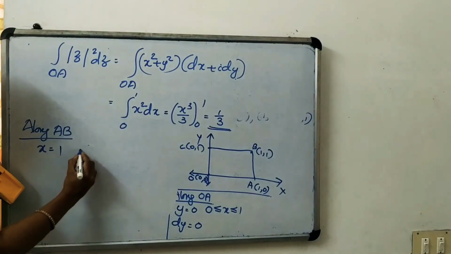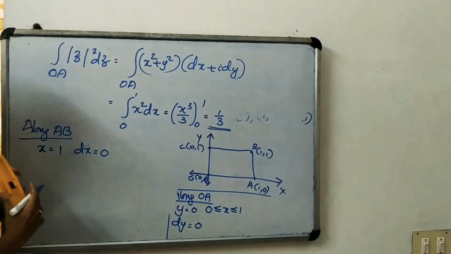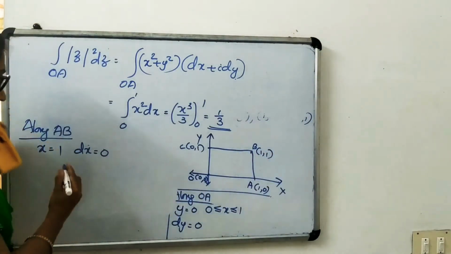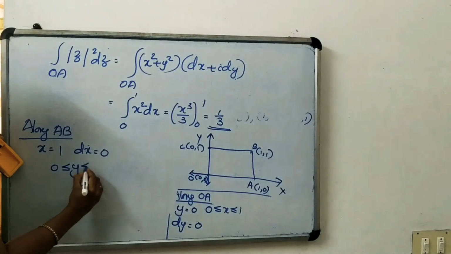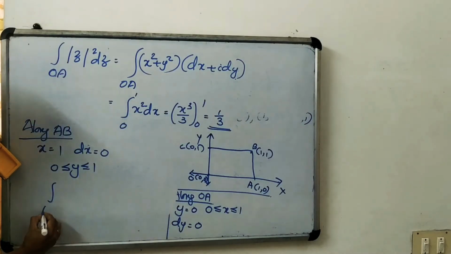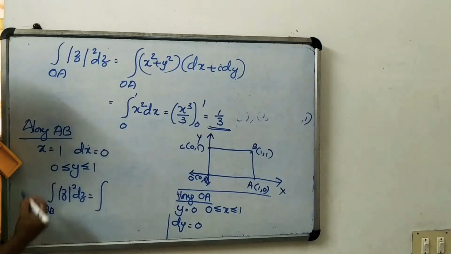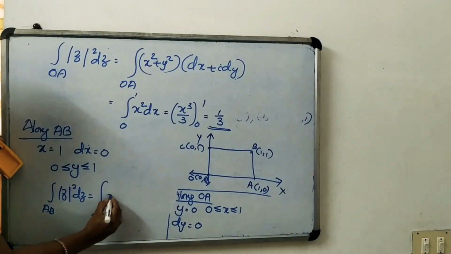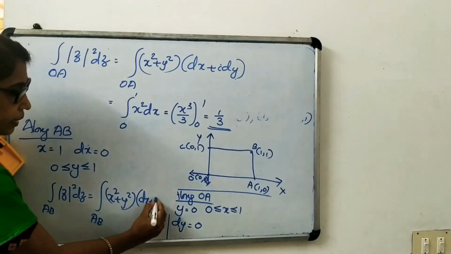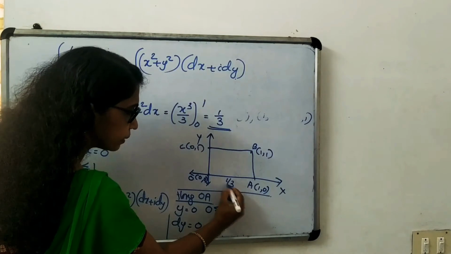So along AB we have x equal to 1. When x equal to 1, we get dx equal to the derivative of this 1, that is 0. And what is the variation of y? y varies from 0 to 1, 0 less than or equal to y less than or equal to 1. Now this integral over AB of modulus of z square dz is equal to the integral over AB of x square plus y square into dx plus i dy. Okay, here we get the value 1 by 3.